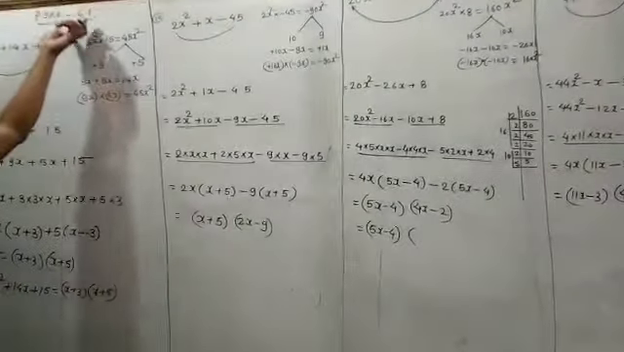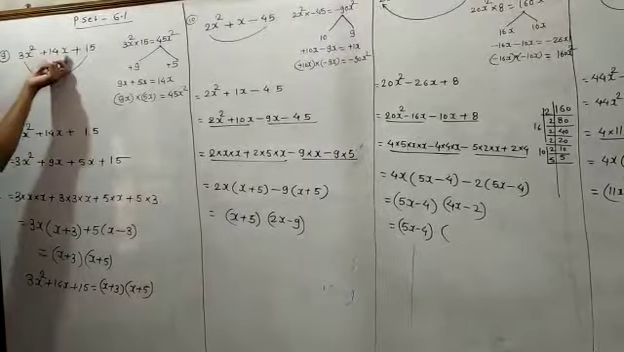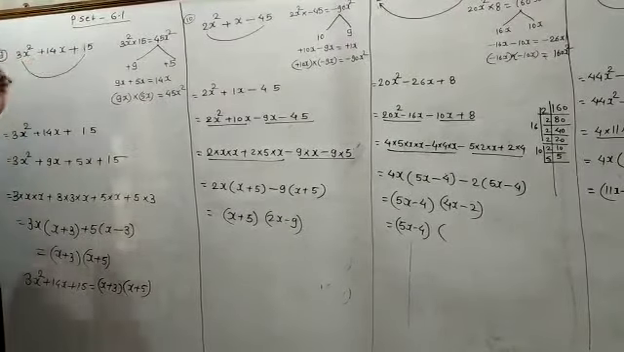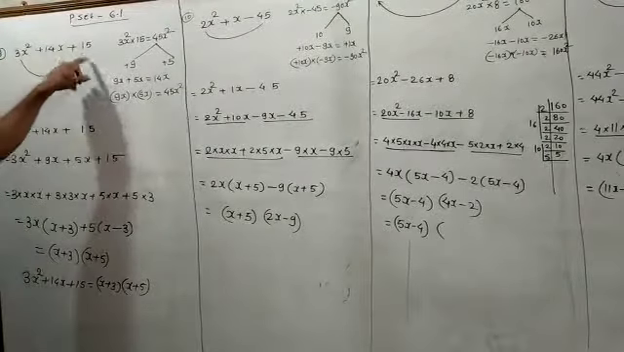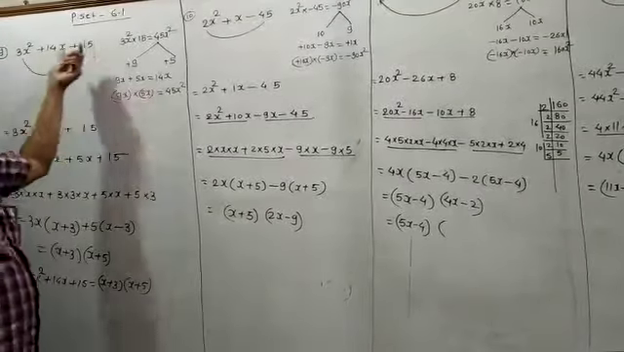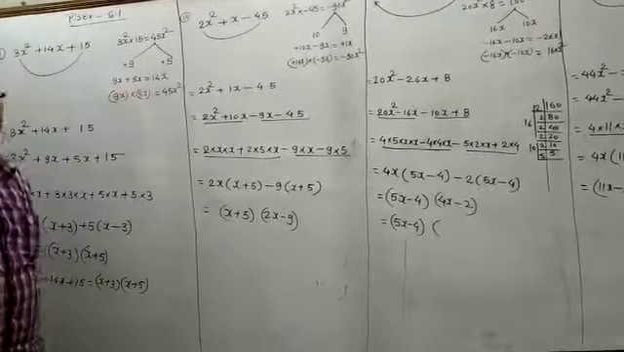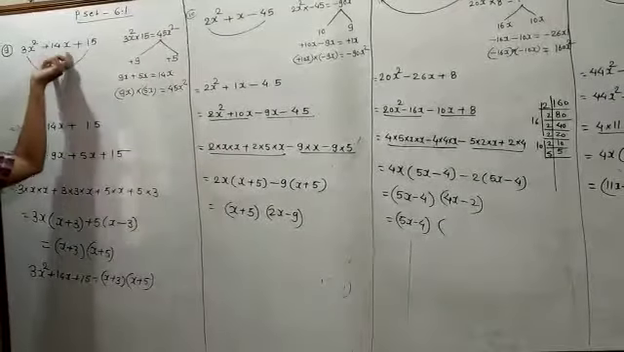Practice 6.1, question number 9: 3x² minus 14x plus 15. You have to factorize this algebraic trinomial. The rule is the same. Do the product of the first term and the last term. The first term is 3x², the last term is 15, so the product is 45x². Factorize this 45x² so that the sum has to come as the middle term.